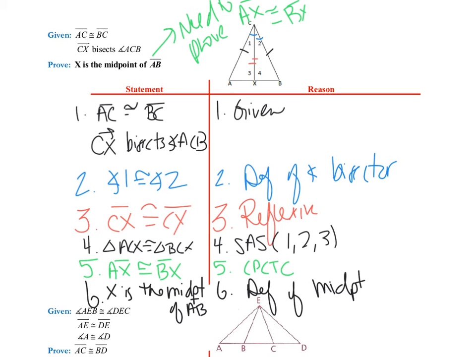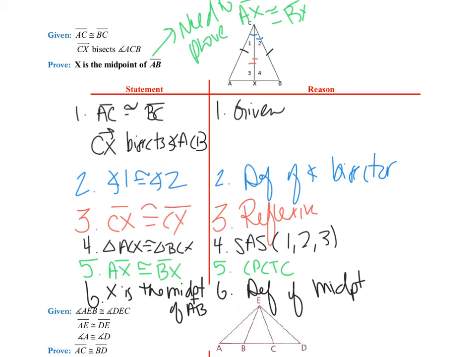Okay, so again, the problem wanted me to find that x is the midpoint of AB. Remember that you cannot assume anything. So yes, it might look like x is the midpoint of AB, but we have to prove that. We cannot assume that. So I need to prove the triangles are congruent. Then I can prove AX is congruent to BX by CPCTC. Therefore, x is the midpoint of AB.